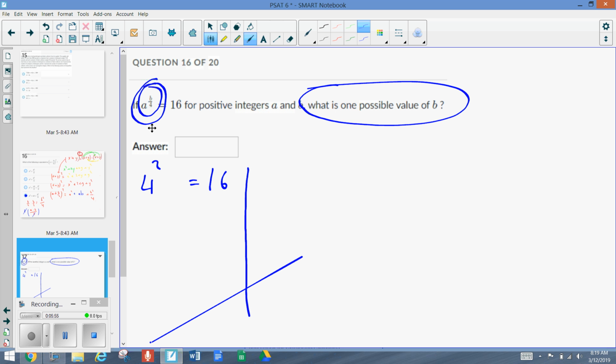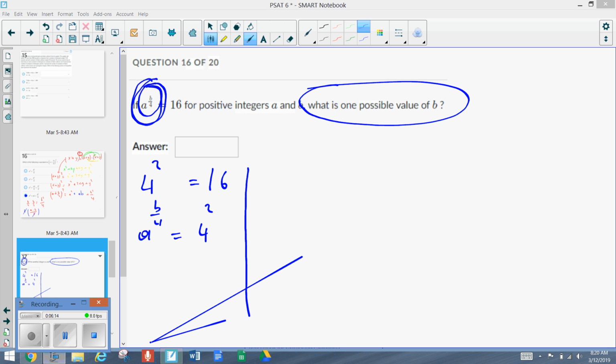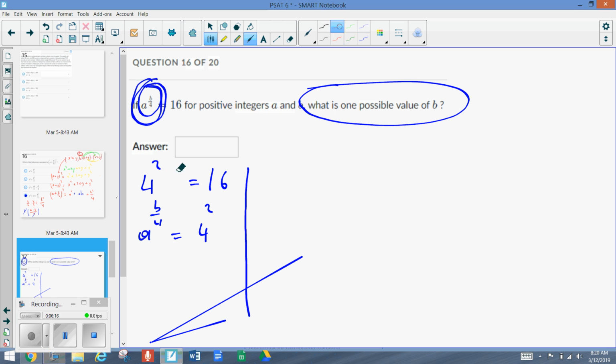Let's assume this is 4 squared. This is 4 squared, because both are 16, right? That means they are equal to each other. A to the power of B over 4 is equal to 4 squared. For this, 2 is going to equal B over 4. So if B over 4 is equal to 2, B is going to be 8.